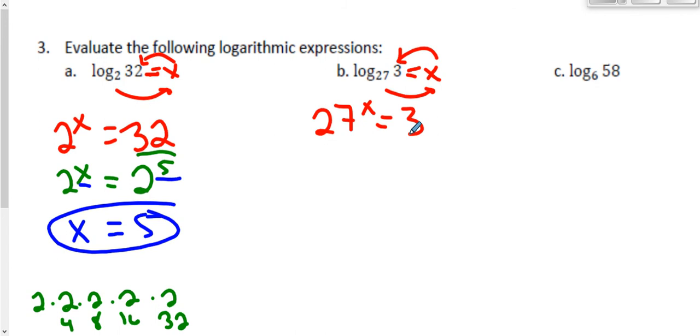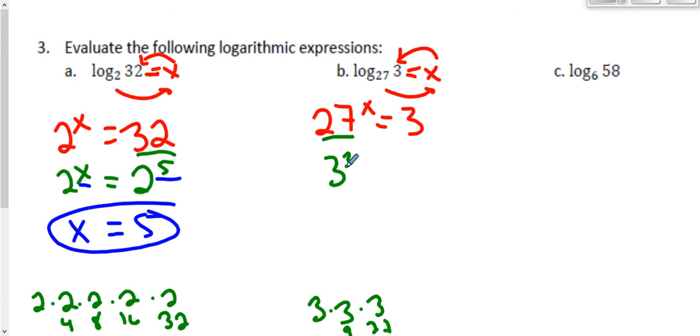Now all I have to do is try to rewrite both sides with the same base. This time it might be a little bit more challenging because the base is actually going to change on this side. I might be able to rewrite both sides of this equation as 3 to a power. So I'm going to have to rewrite the number 27 as 3 times itself a certain number of times. 3 times 3 is 9, times another 3 is 27. So I needed 3 times, 3 to the third power.